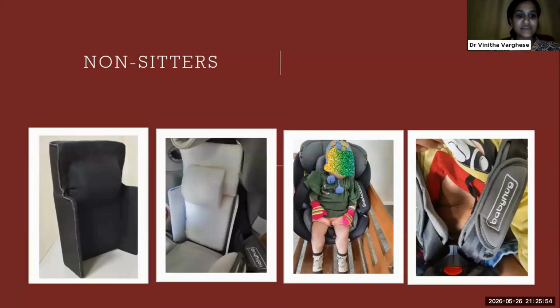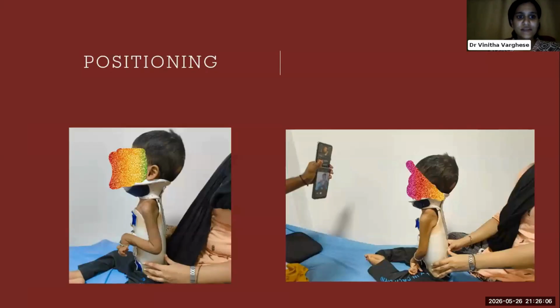Even though we gave them back support and his back was straight, what we realized was that this child, who has been lying down most of the time, suddenly when we put him upright, was not able to tolerate it. So over time, with therapy, the parents got him into an upright position. We were able to brace him with the cervicothoracic brace.